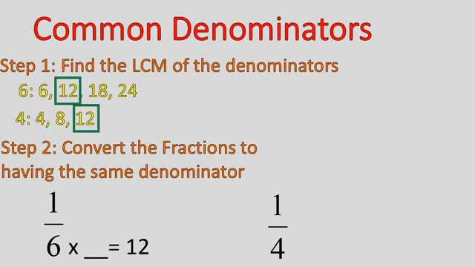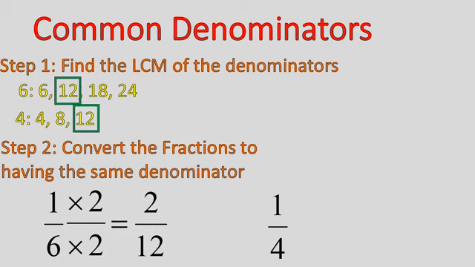I can do that by saying 6 times what equals 12? Well, 6 times 2 is 12, so I'm going to multiply the top and bottom of this fraction times 2. That gives me 2 out of 12. I'm going to do the same thing with 1/4. 4 times what equals 12? Well, 4 times 3 is 12. So I'm going to multiply the top and bottom times 3 to give me 3 out of 12.